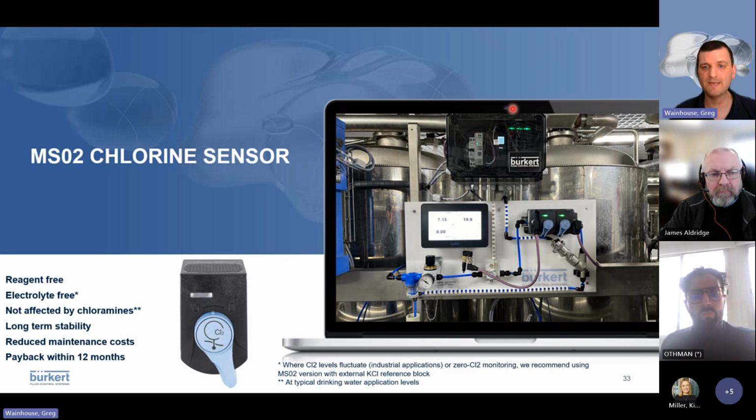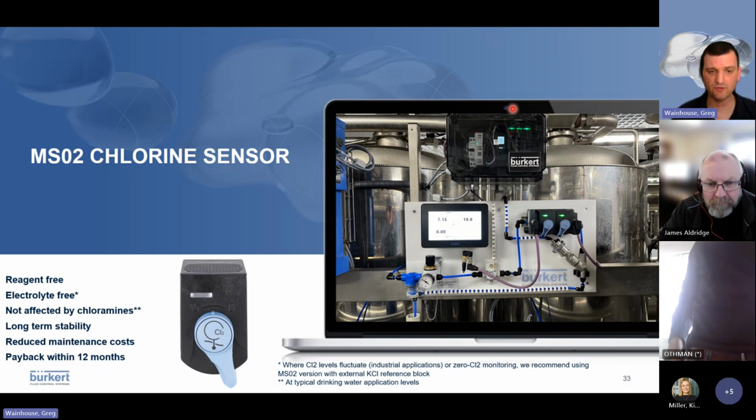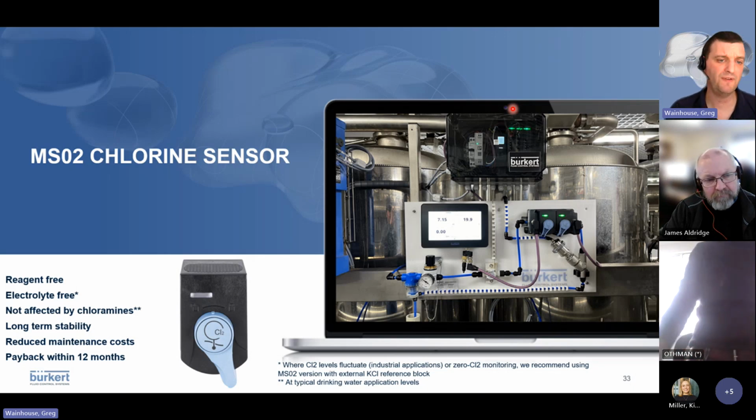So to summarize, the MSO2 is reagent free and electrolyte free. For the free chlorine, for the zero chlorine, yes, we do have electrolyte, but it's not going to affect the repeatability and the accuracy of the measurement, or the T90 time of the measurement. It's also not affected by chloramines.